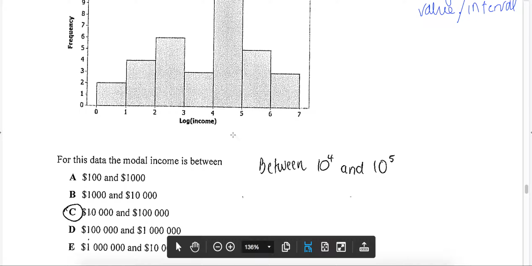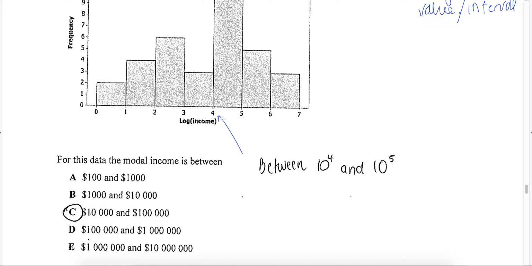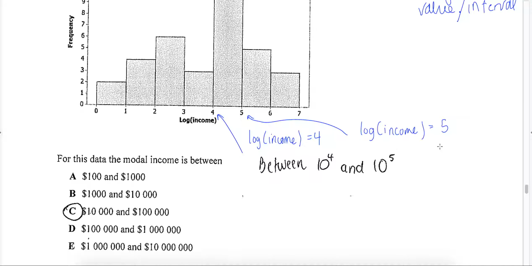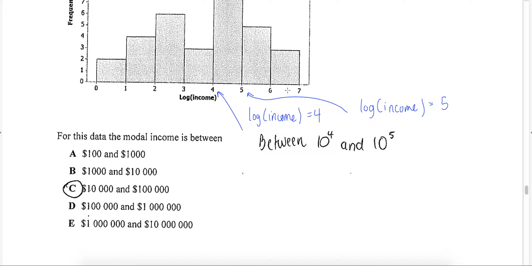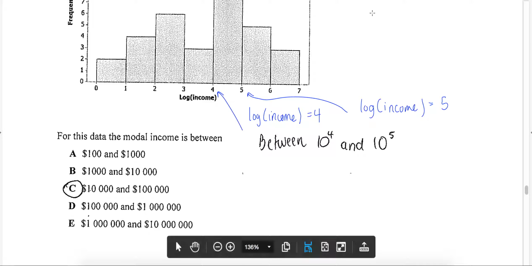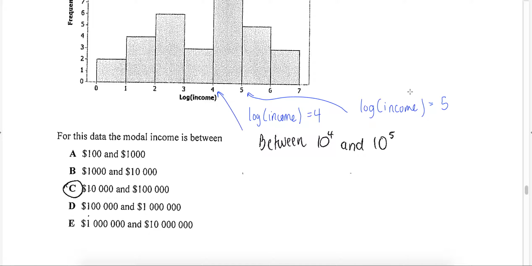is this value here, that's log of the income, which is equal to 4. And the one next to it, that one there, is log of the income, equal to 5. So again, what you can do is you can use solve here and solve for income, or just call it I, or just call it X. And what you're going to get is 10,000. You do the same with the other side of the interval, the upper end, and you're going to get 100,000.